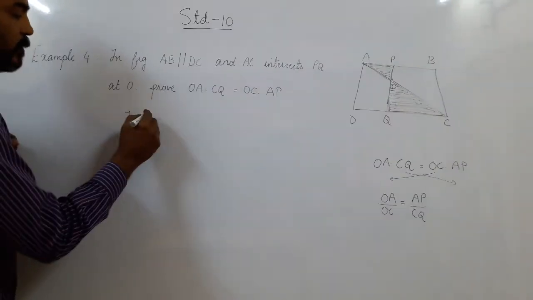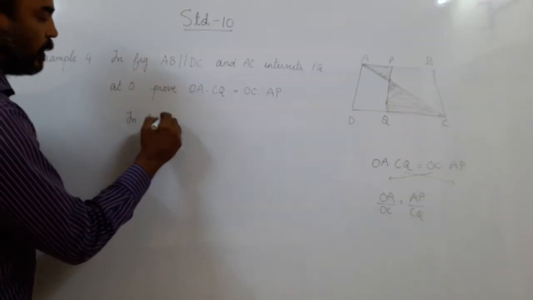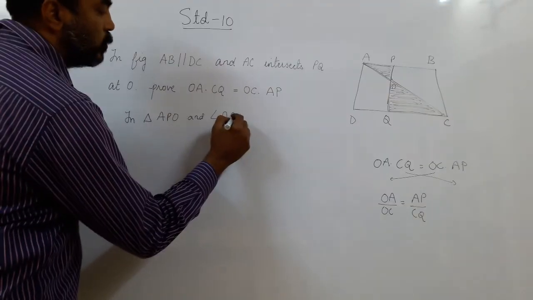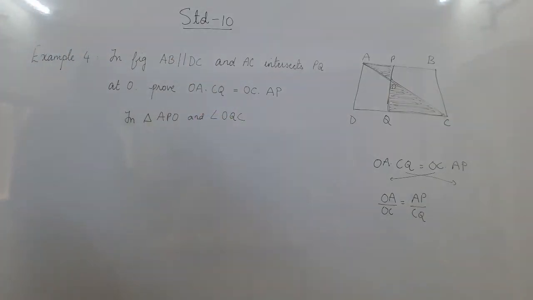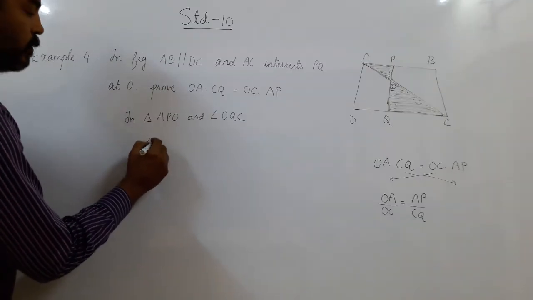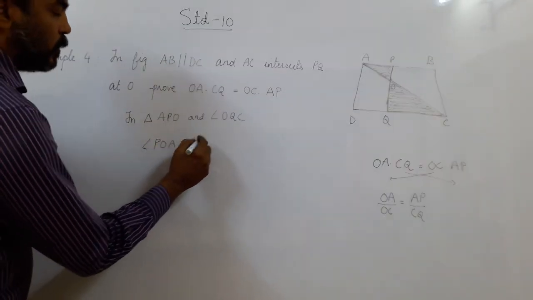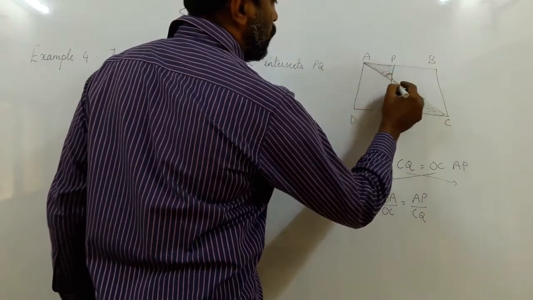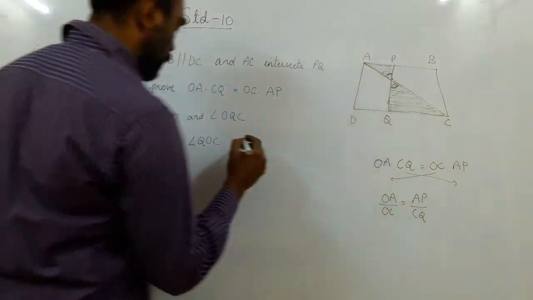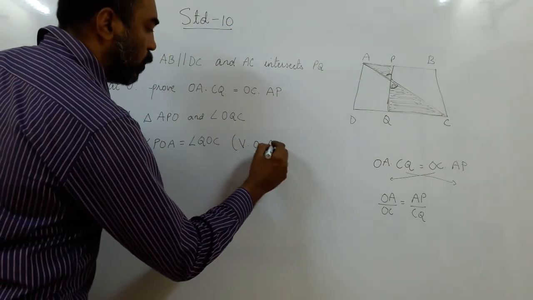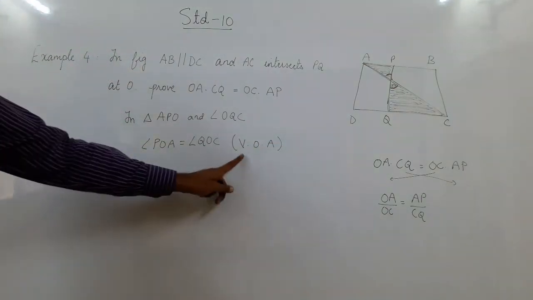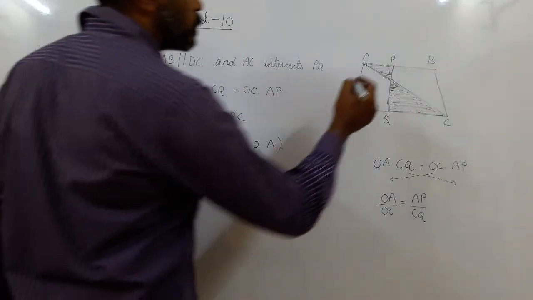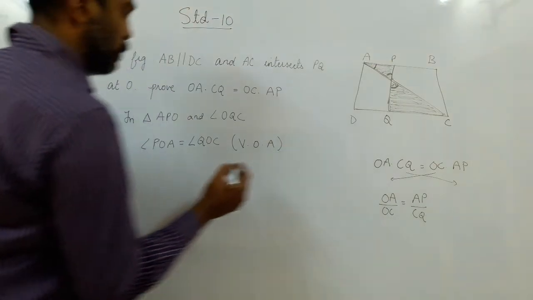I have to say in triangle APO and triangle OQC. I have chosen which triangles I am taking. Now angle POA equals angle QOC. Why? They are vertically opposite angles. I have written the short form. You are supposed to write the full form here: vertically opposite angles.